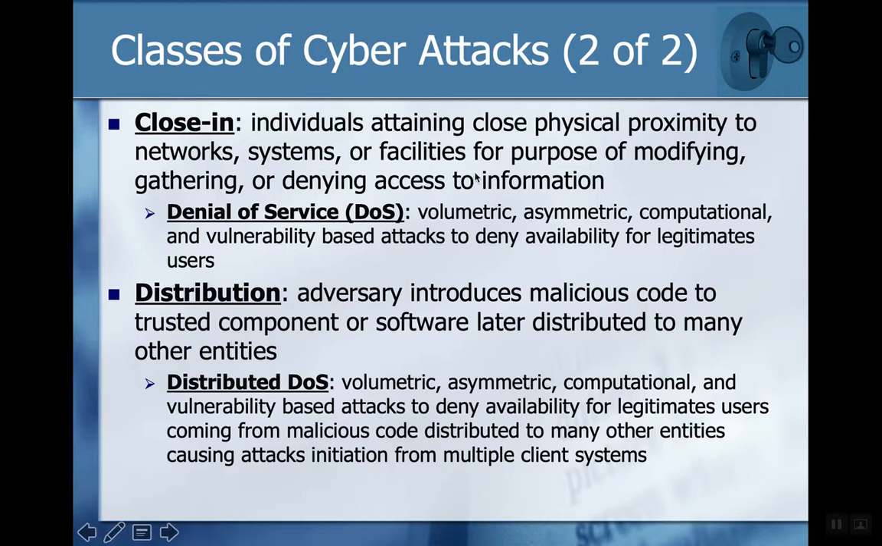Our list we have here: volumetric, which is basically massive, the idea of massive volume saturating a system. Asymmetric, computational, and vulnerability-based attacks to deny availability for legitimate users. So if you were to, and this is more of a malicious attack, basically shutting down an operation, damaging an operation, disrupting an operation.